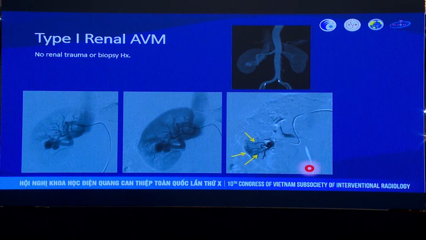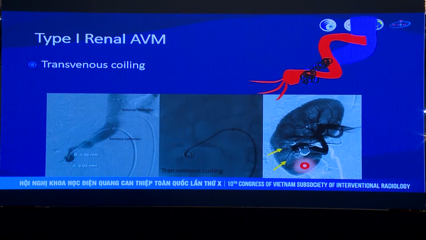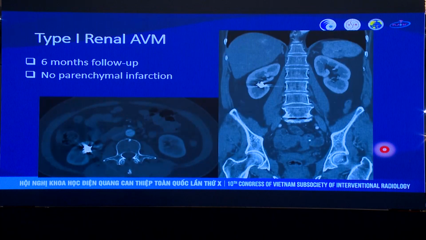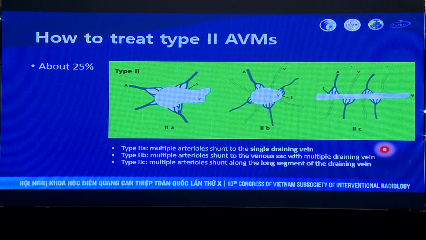In this case, you can see the one single feeding artery and draining vein. This is the angiography at the tip of the feeding artery. You can see some parenchymal branches arising from the feeding artery. So in this case, I used transvenous embolization like this, and there was no parenchymal infarction.